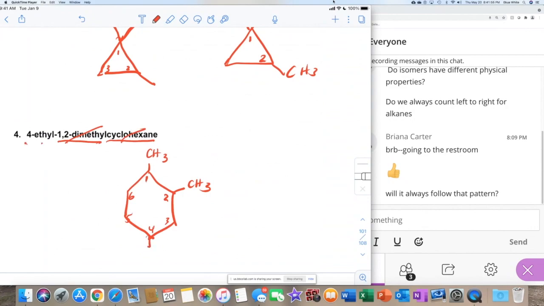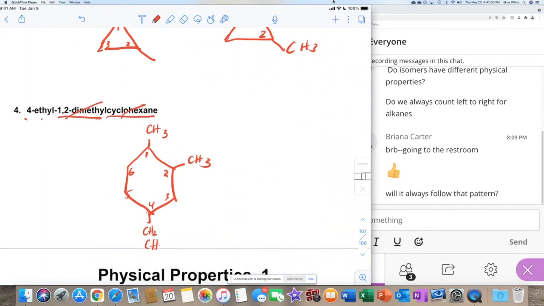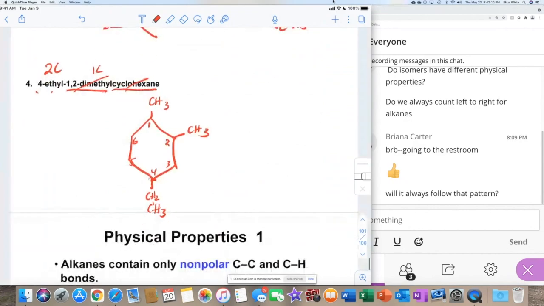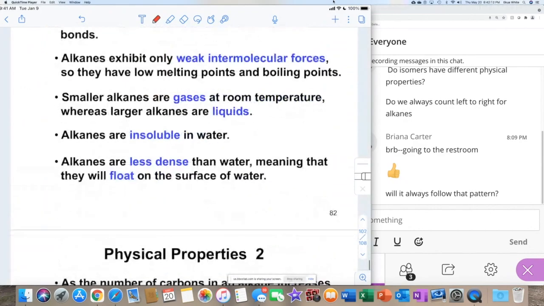4-ethyl. 1, 2, 3, 4. 4-ethyl. CH2, CH3. Okay, so the ethyl, the one that has 2 carbons, is on the 4th carbon. So hopefully you're seeing what I'm doing. Okay, we're close to the end, close to the end.